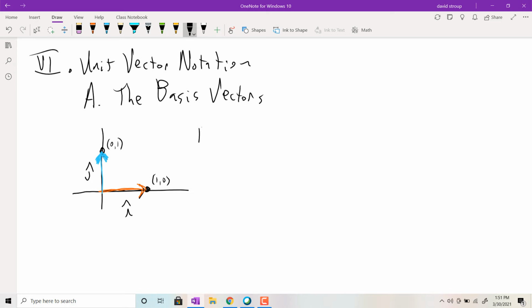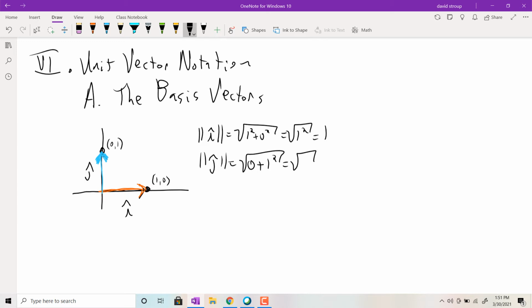The length of the i vector is going to be the square root of 1 squared plus 0 squared, which is the square root of 1 squared, which of course is 1. And that will be the same for the unit vector j, because it's the square root of 0 plus 1 squared, which is the square root of 1 squared, which is 1. Okay, great.